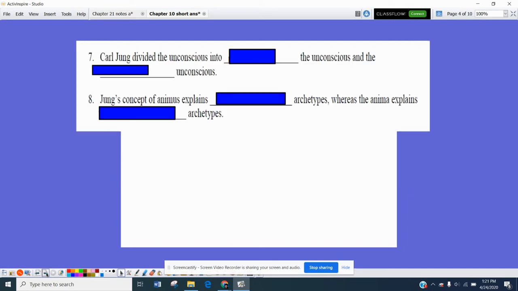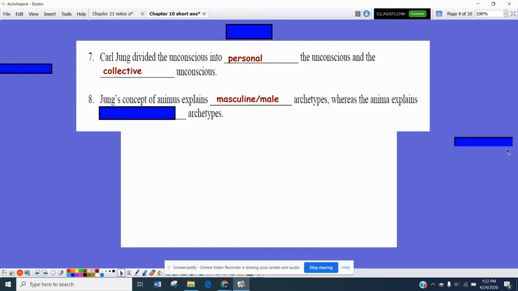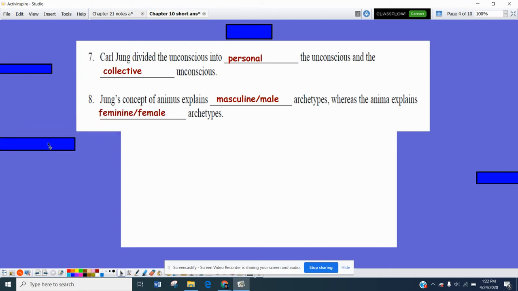Number 7. Carl Jung divided the unconscious into the personal unconscious and the collective unconscious. Personal unconscious is very much like what Sigmund Freud talked about, but the collective unconscious is the reservoir of unconscious thoughts and memories that really are from all of our ancestors. And number 8, Carl Jung's concept of the animus explains the masculine or male archetypes, whereas the anima explains the feminine or the female archetypes.